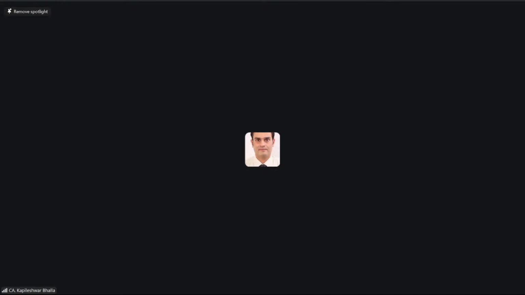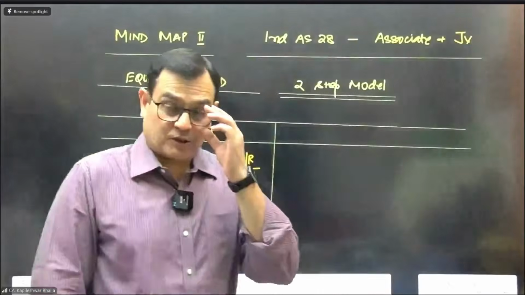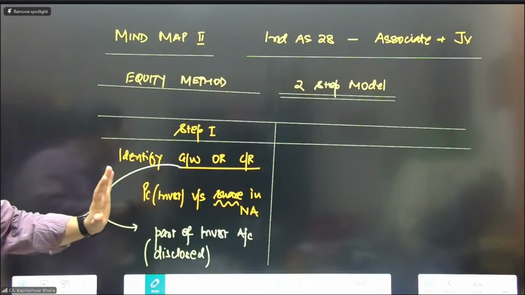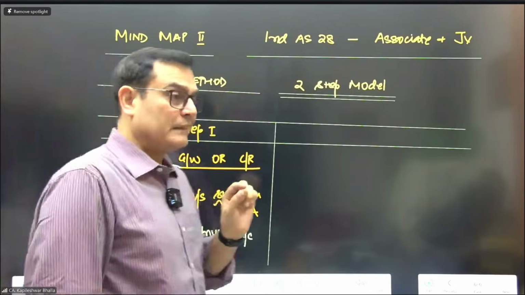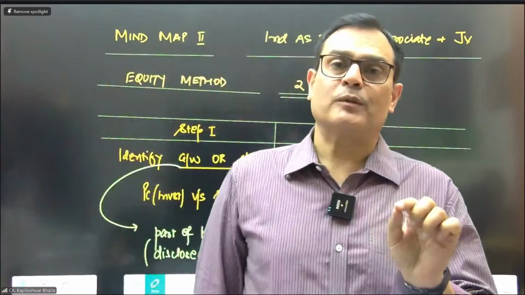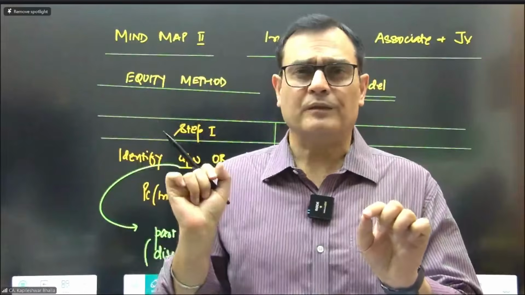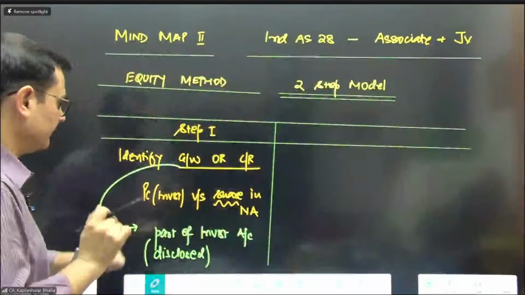Once you get the goodwill or the capital reserve, it is a part of the investment value. It is a part of the investment account. It is disclosed in the inner column, but does not appear as a separate line item. Let me reiterate that. Once you compare the investment and the share in the net assets, you get the goodwill or the capital reserve. And this goodwill or capital reserve, unlike Ind AS 110, does not appear as a separate line item in the balance sheet. It's only disclosed as a part of the carrying value of the investment. It's just a mere disclosure. This is step number one.